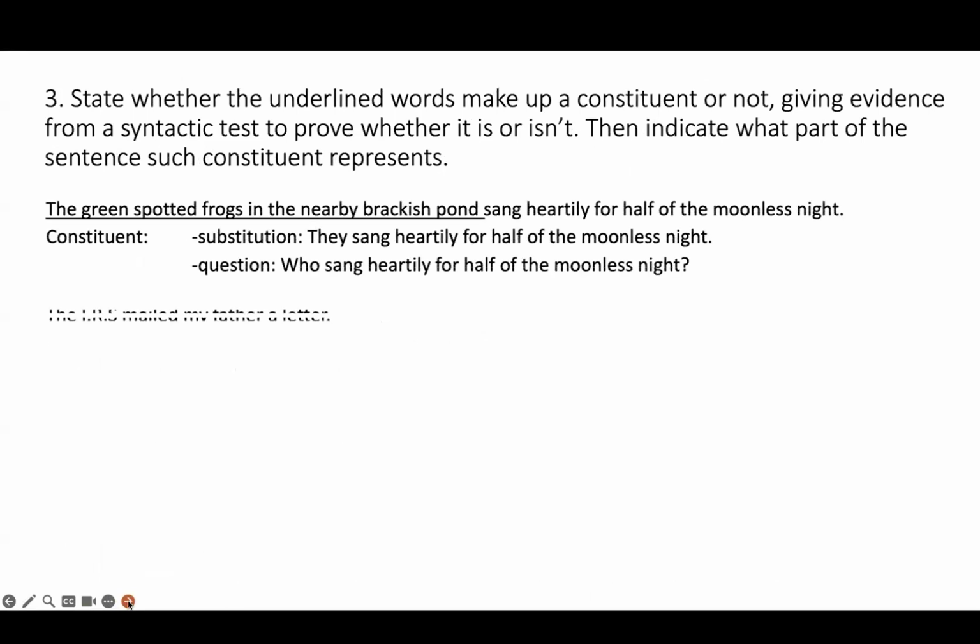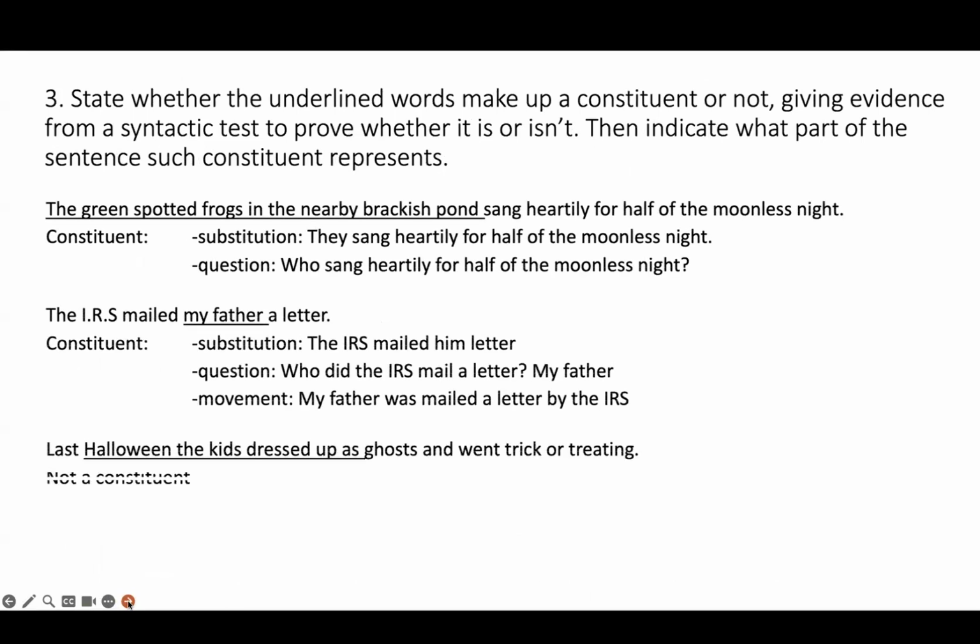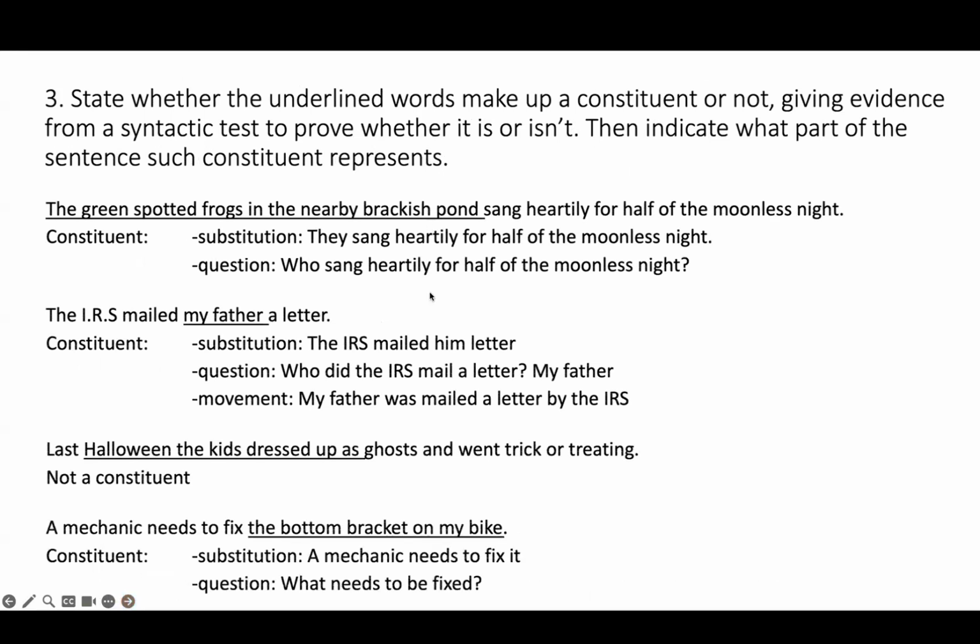Then we had these different sentences in which we were trying to prove if the underlined section within the sentence, the entire underlined section, is or is not a constituent. And we gave evidence using the syntactic tests that I just spoke about. So the first one, we were trying to determine that the green spotted frogs in the nearby brackish pond is or is not a constituent.